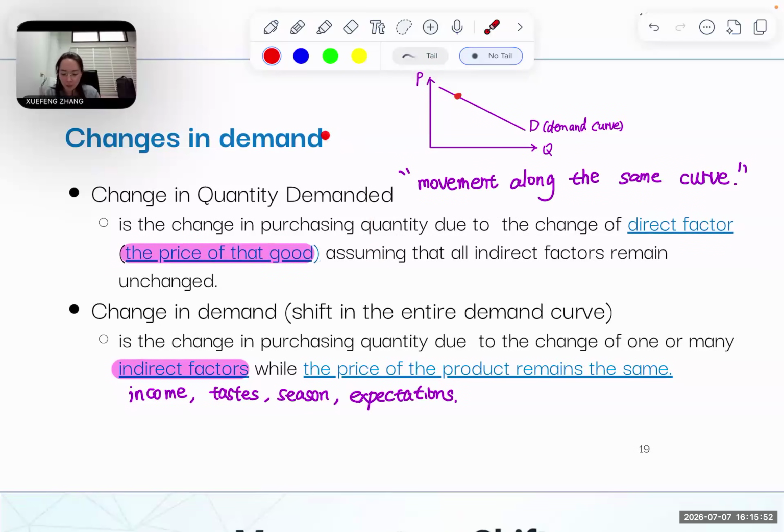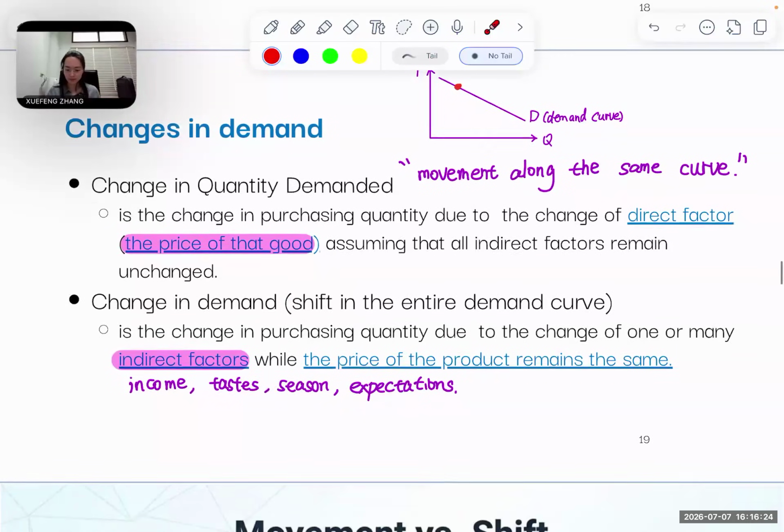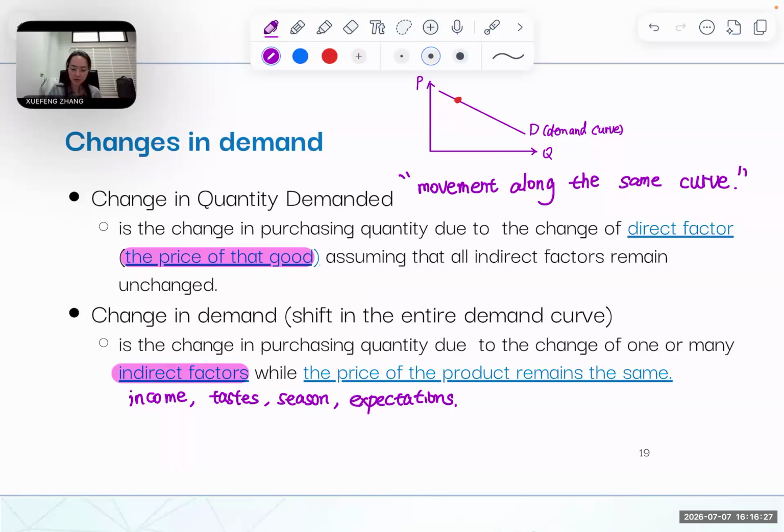Okay, here's one example. Suppose the coffee price drops from 50 baht to 40 baht and you buy more. That's the change in quantity demanded, right? But if it's just gotten really hot in the hot season and everyone wants more iced coffee even at the same price, that's the change in demand. The whole curve shifts right. Okay, be careful about those two changes, okay? The first one is change in quantity demanded. The second one is change in demand.